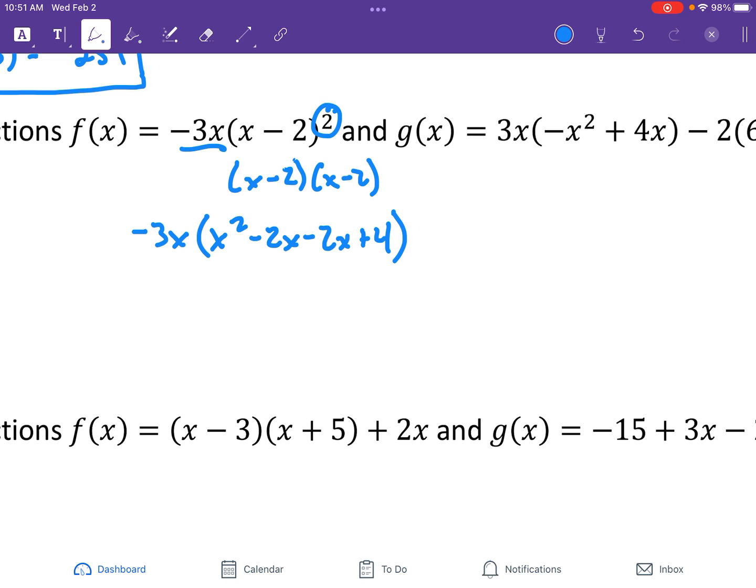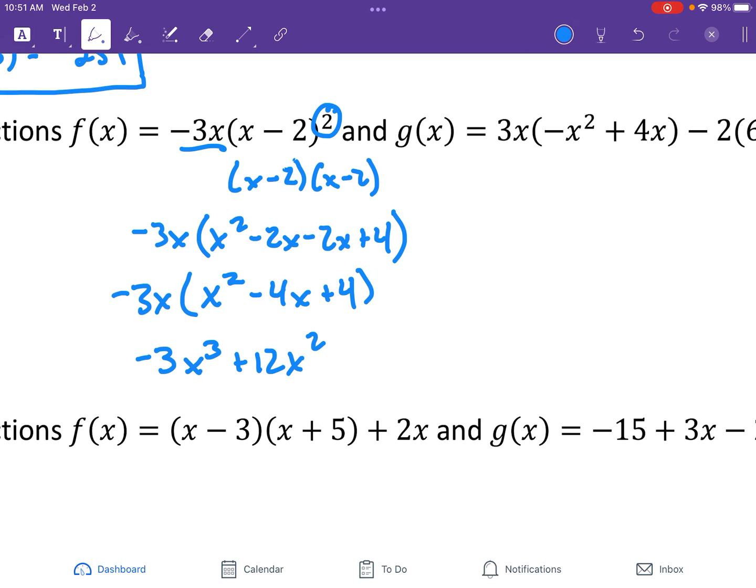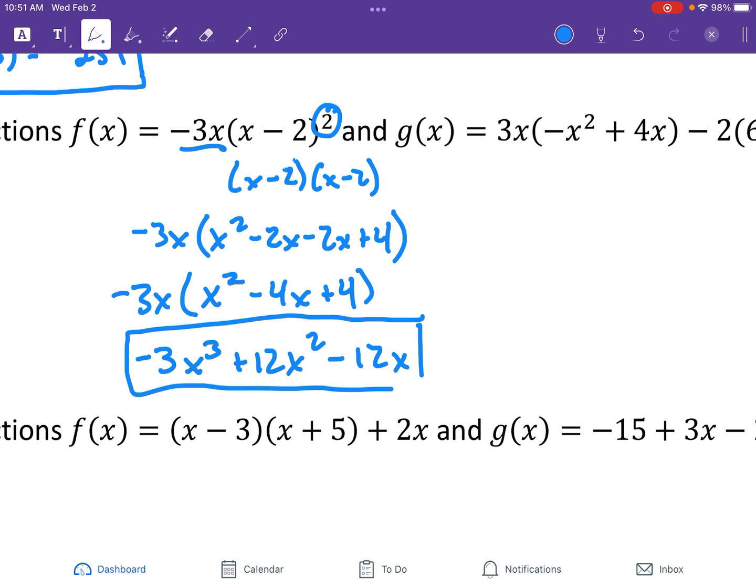We still have that negative 3x out in front. Now before I multiply the negative 3 to the inside, I'm going to combine the like terms on the inside of the parentheses. So I have x squared minus 4x plus 4. Now I'm going to multiply it by 3x. So negative 3x times x squared is negative 3x to the third. I'm going to get plus 12x squared, and then minus 12x. So that is the answer to the first expression, or first function rather.